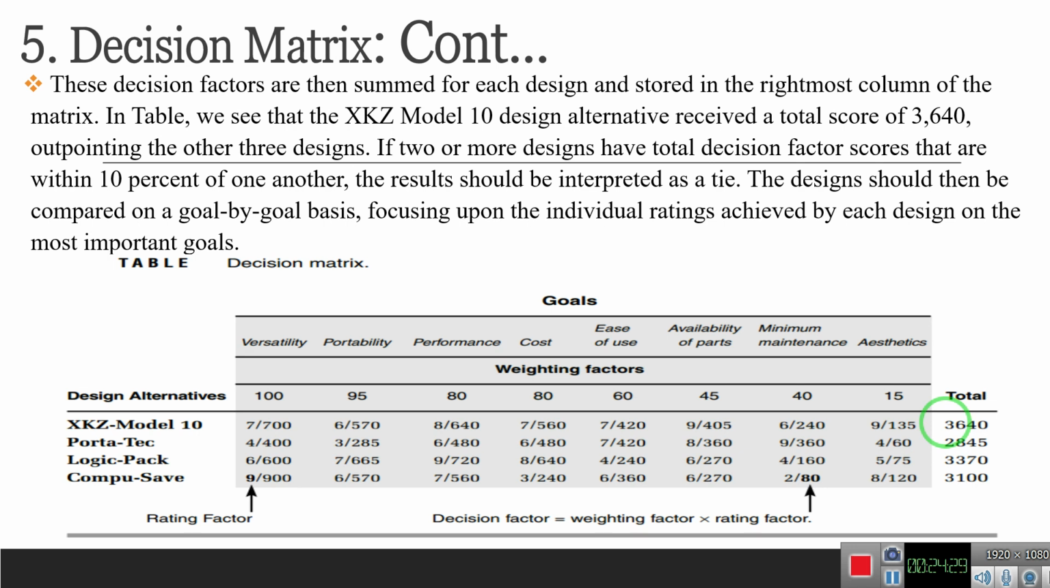Then what is it telling? Now decision factor is equal to how much? Weighting factor multiplied by rating factor. So this is the decision factor. 700, 570, 860. This is nothing but your decision factor.